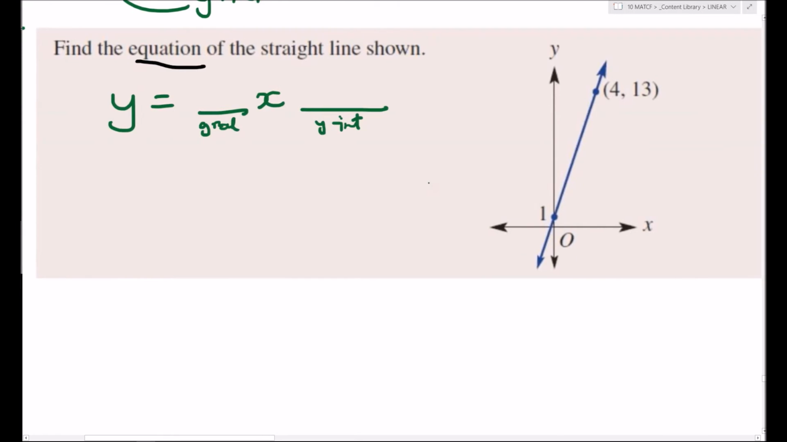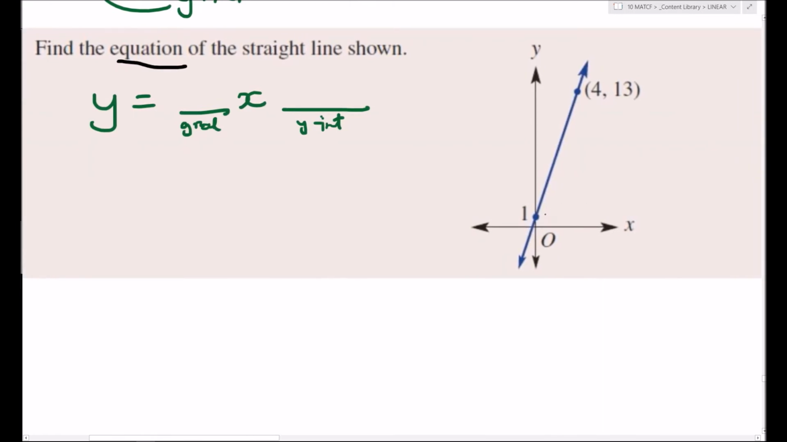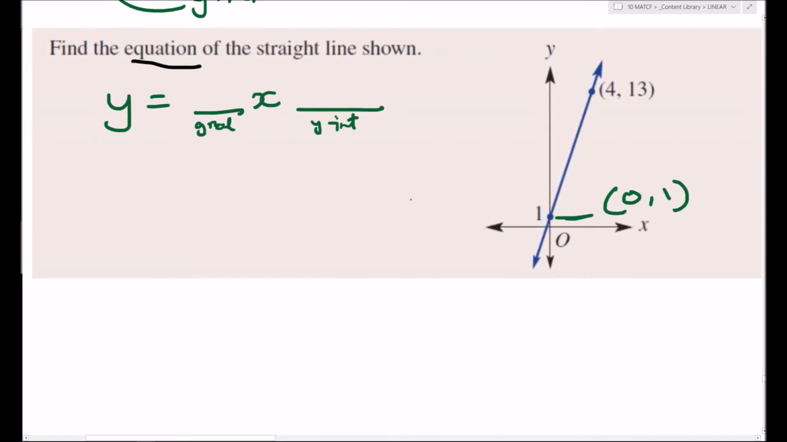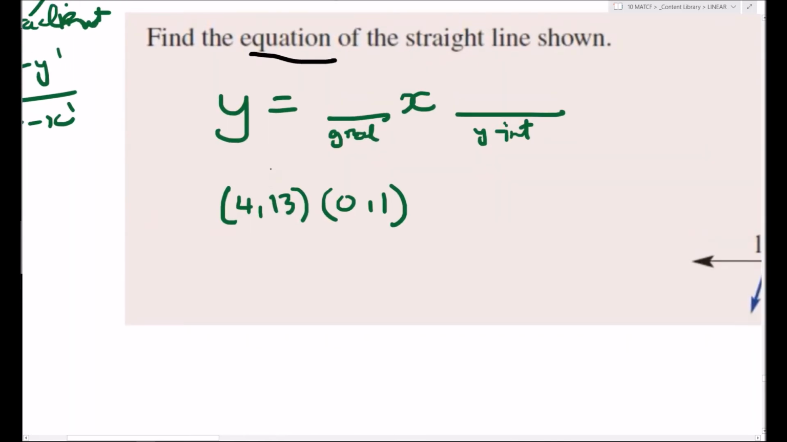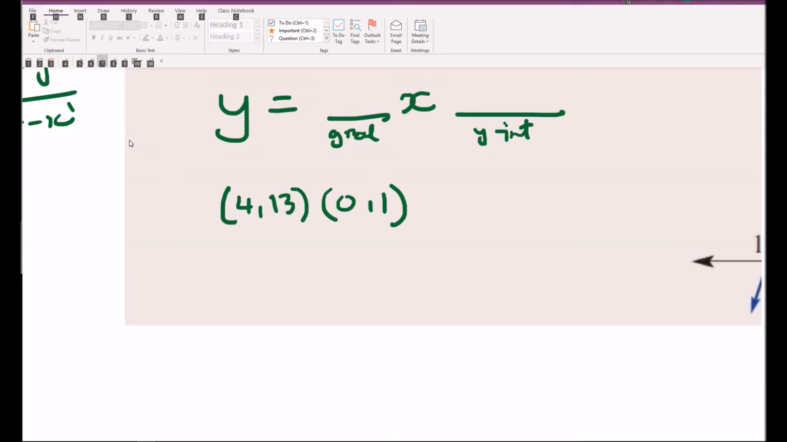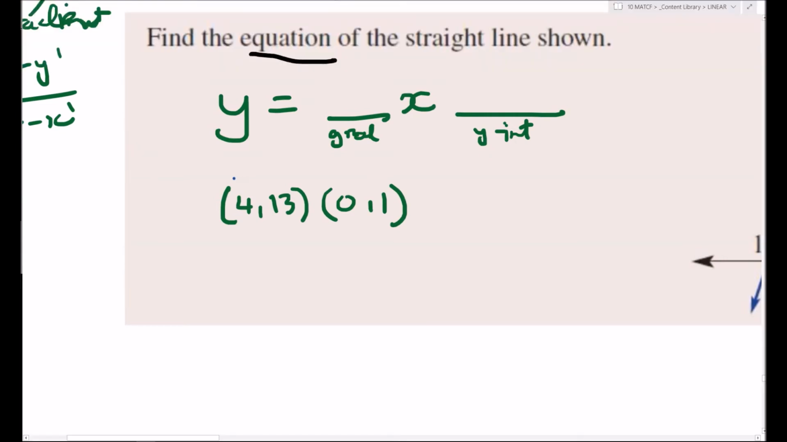Let's have a look at the graph. What are the 2 points that we have to help us find the gradient? We have 4, 13, and what's this point here? That point is 0, 1. So I have my two coordinates now, 4, 13, and 0, 1. It doesn't matter which one you use as x1, y1, as long as you understand which one is which. I might use this as my x2, y2, and this can be my x1, y1.